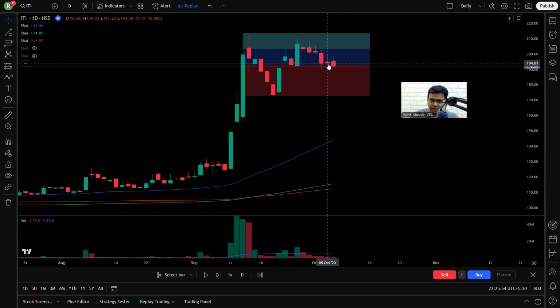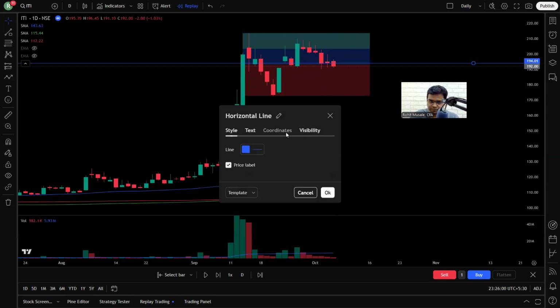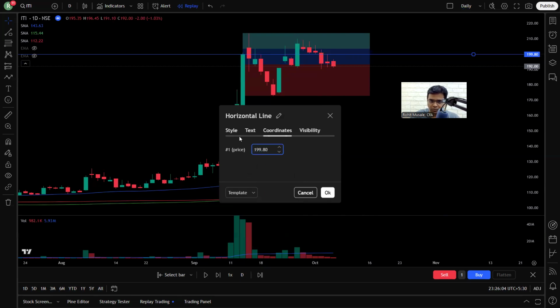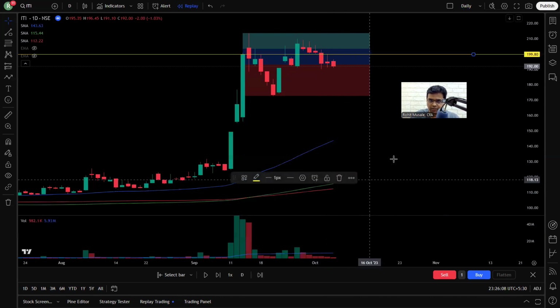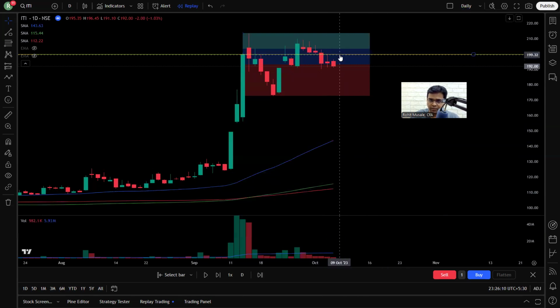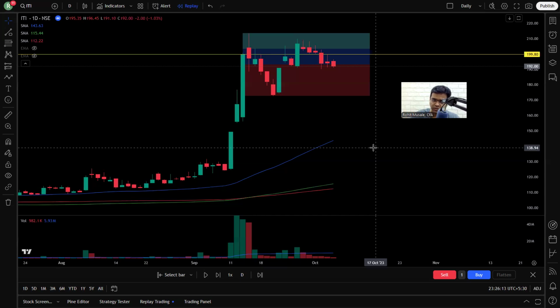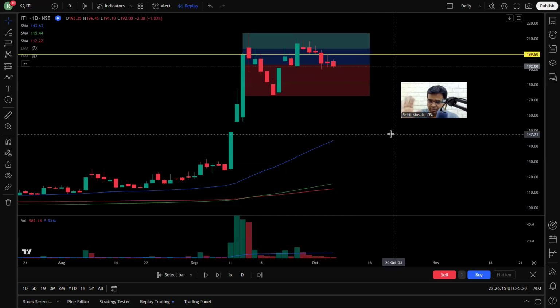So as we can see, the high of this candle, which is 199.80, that's our buy point. Let me mark that. Let us give it yellow color as usual. So that's our yellow line. I will not draw another yellow line which is 1% above this yellow line, but that becomes our buying range.